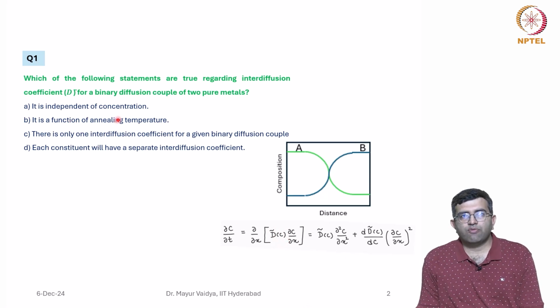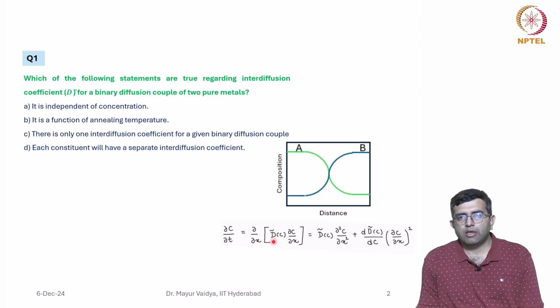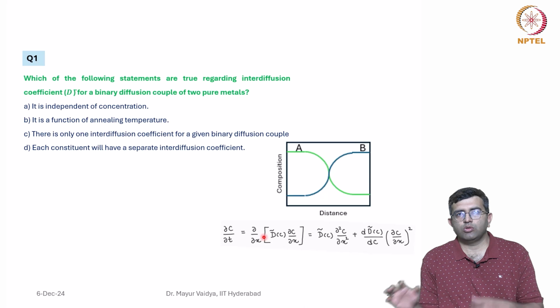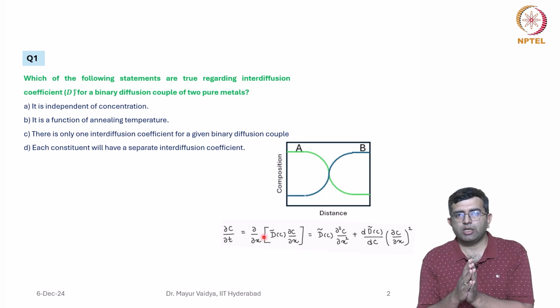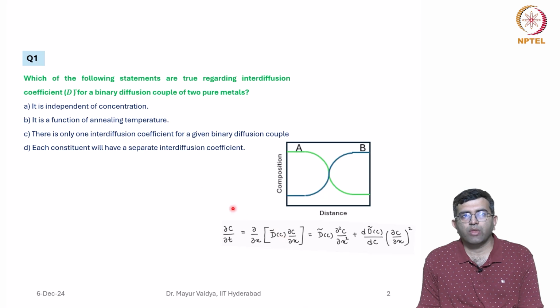Then, is it a function of annealing temperature? Yes, like any diffusion coefficient, the interdiffusion coefficient is also exponentially related to temperature. So, D is equal to D naught exponential minus Q by RT. An Arrhenius kind of relation is usually found to be true here.